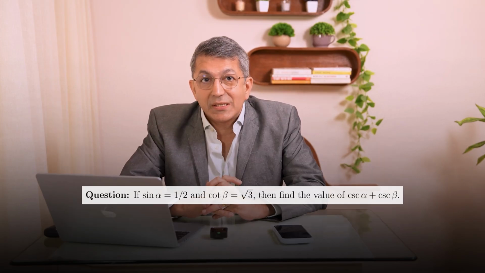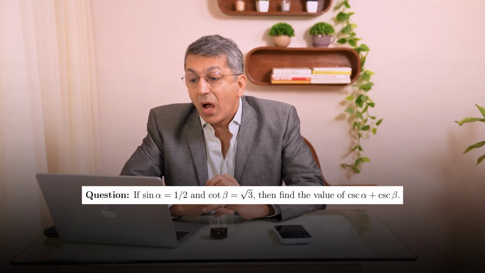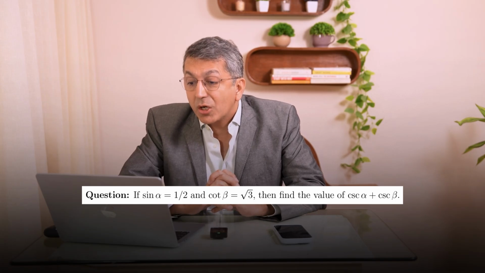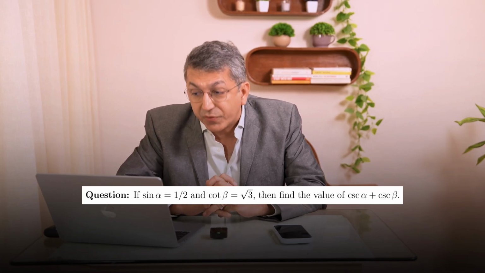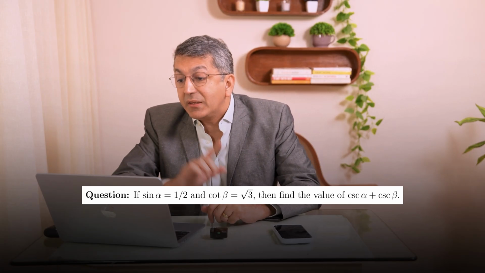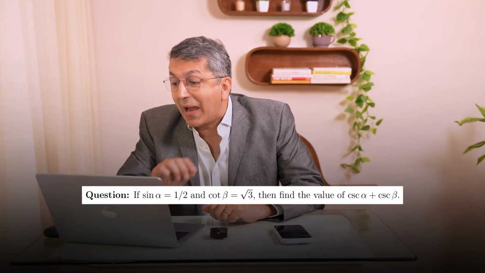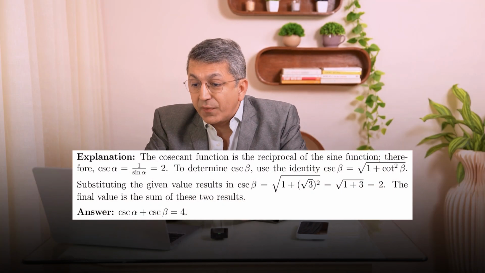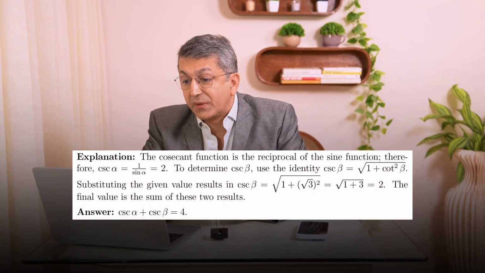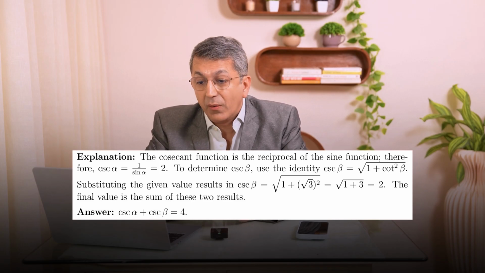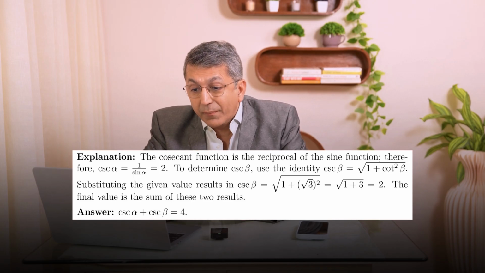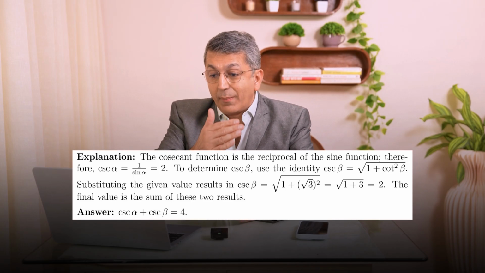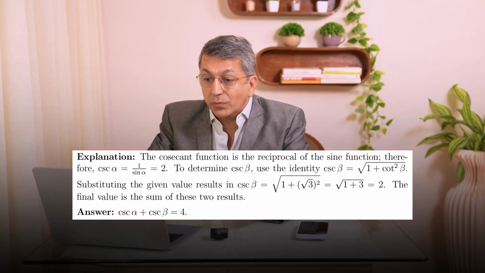Or, if sin alpha is equal to half and cot beta is equal to square root of 3, then find the value of cosec alpha and cosec beta. Concept: reciprocal trigonometric ratios and identities. Explanation: the cosecant function is the reciprocal of the sine function. Therefore, cosec alpha = 1/sin alpha = 2.